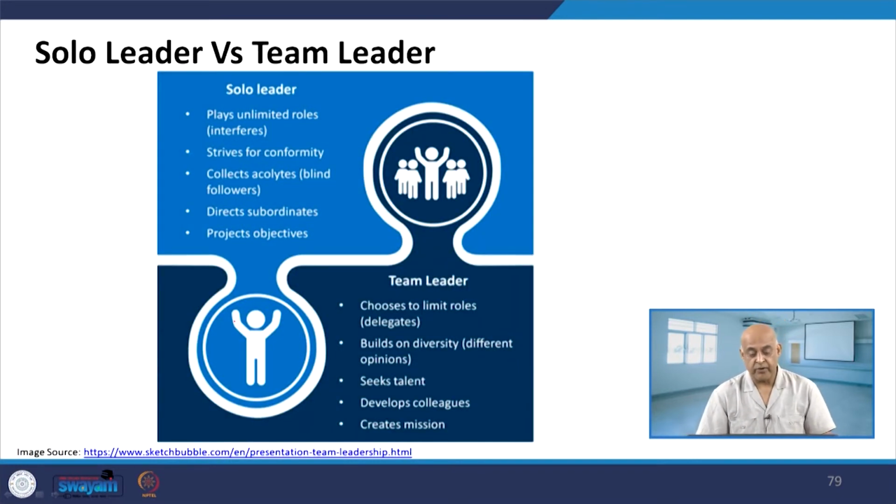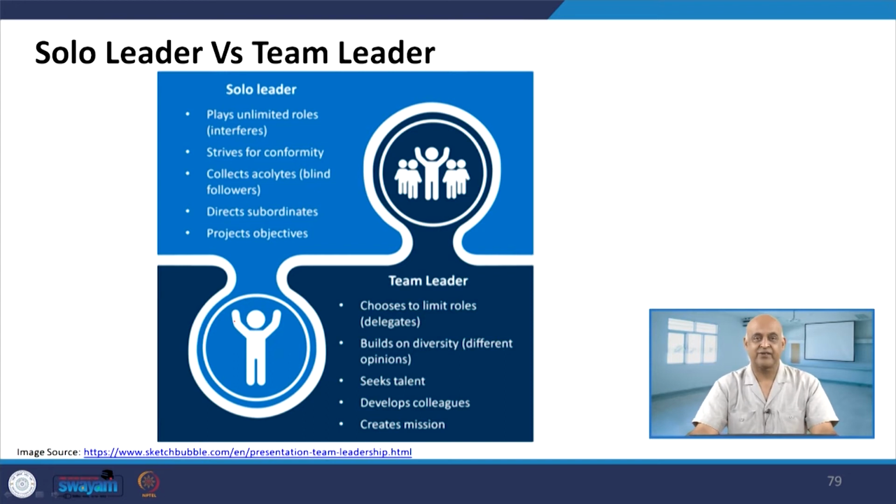Now we will talk about the two types of leader: solo leader versus team leader. The solo leader plays unlimited roles, while the team leader chooses to limit roles. It will be very different depending on the role you are playing. What the leader decides he can do in solo leadership is different, but in team leadership there are limits on the roles. The solo leader strives for conformity, while the team leader builds on diversity and differing opinions.